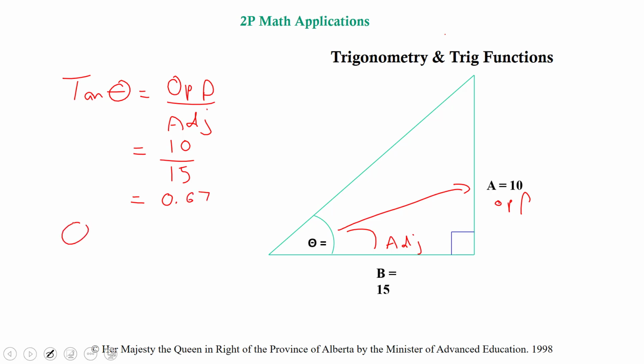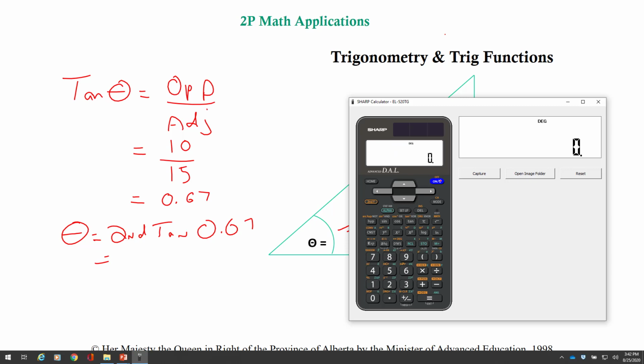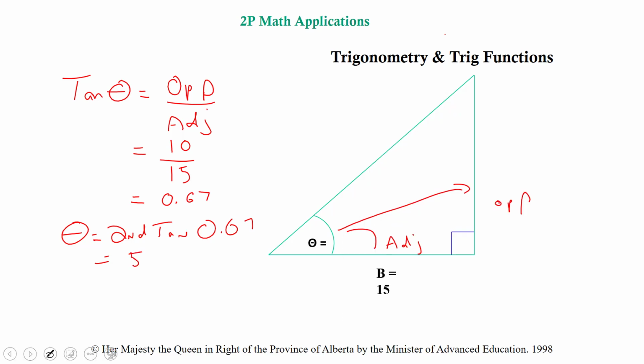If I want to know what angle theta is, I'm going to go second function tan 0.67. That gives me an angle of 59 degrees, roughly, somewhere in there.